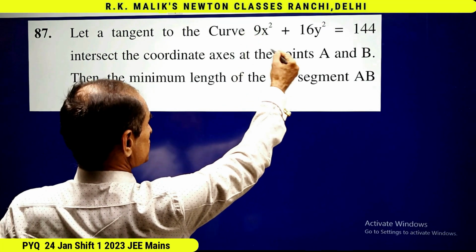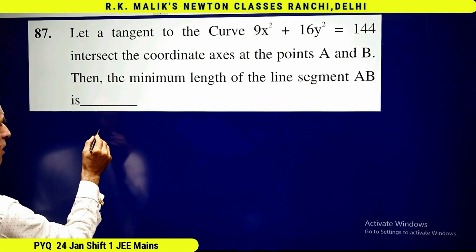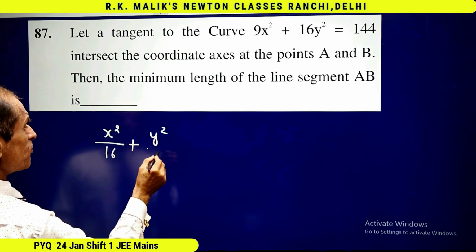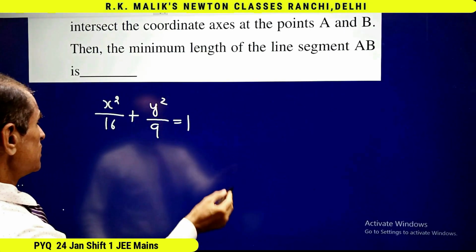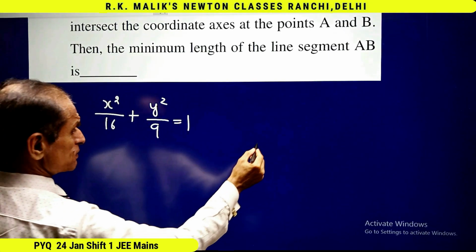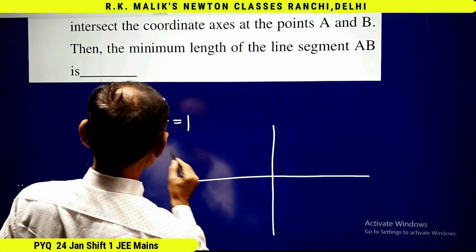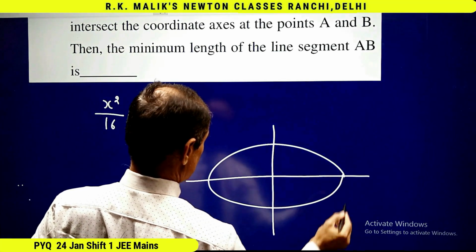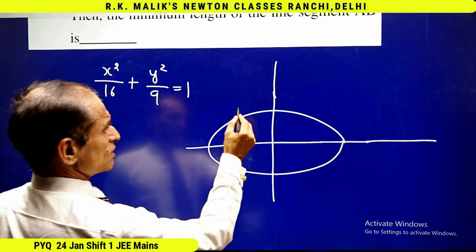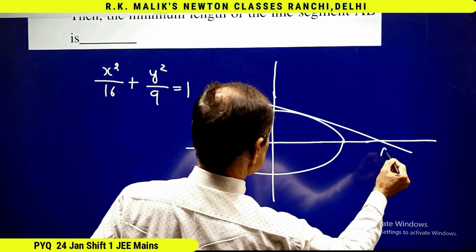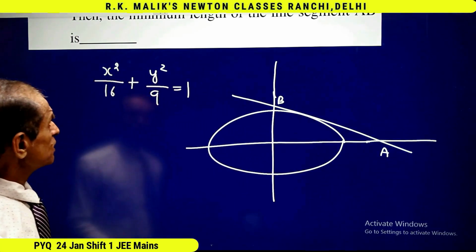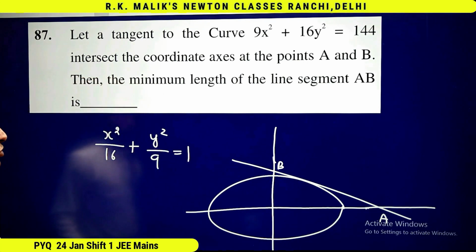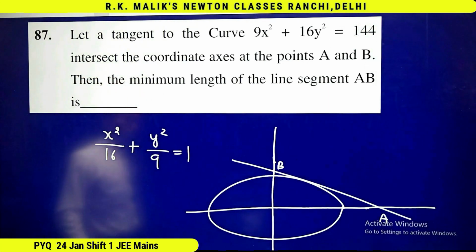It's clear that the equation of the curve can be written as x²/16 + y²/9 = 1. That is, clearly it is representing an ellipse with a = 4 and b = 3, and it is given that a tangent is drawn to this ellipse and it cuts the coordinate axes at A and B. You have to find the minimum length of the line segment AB.